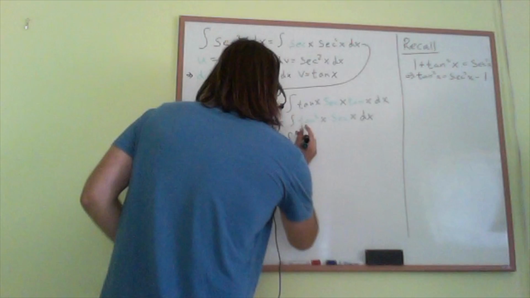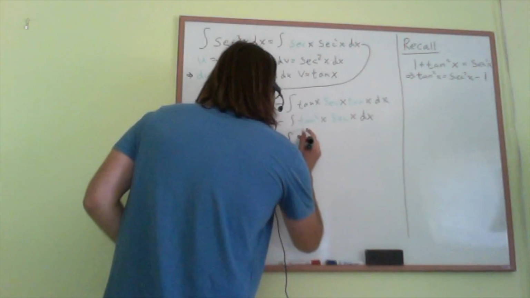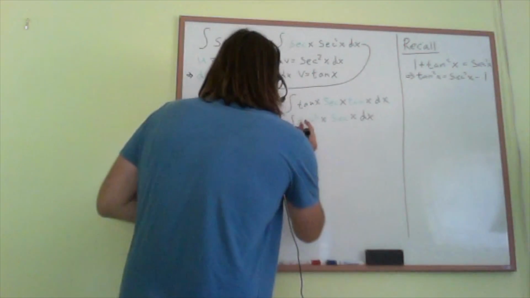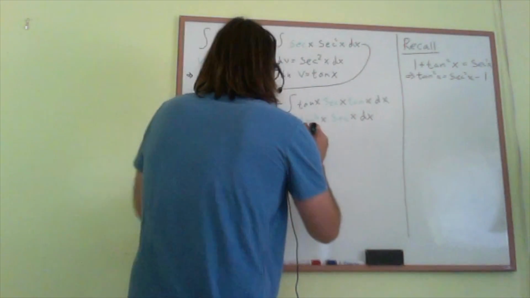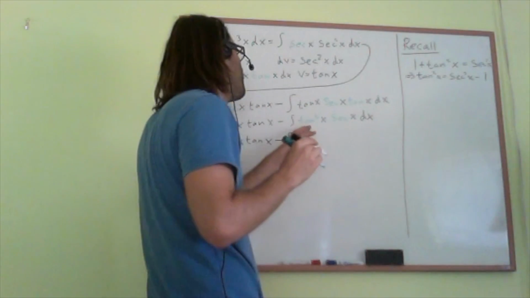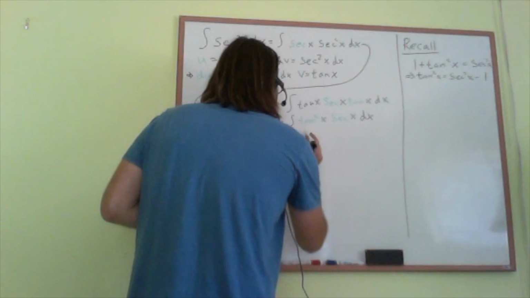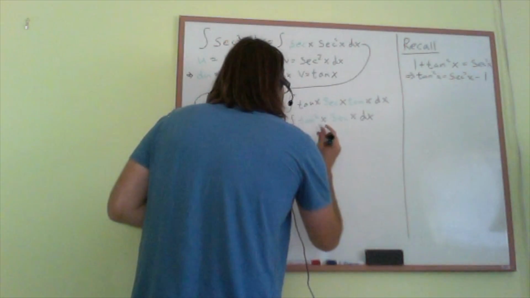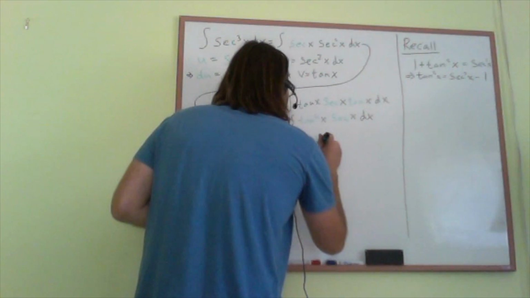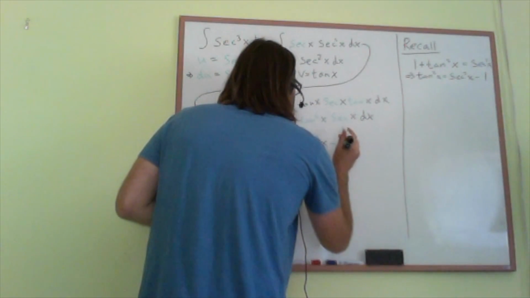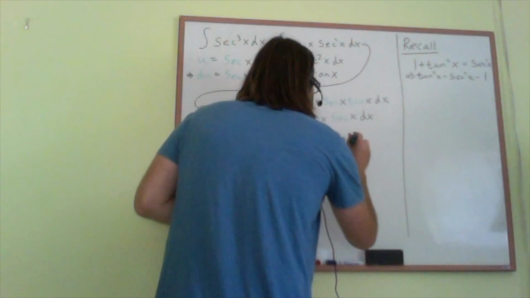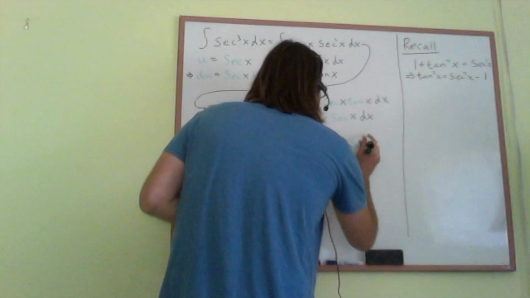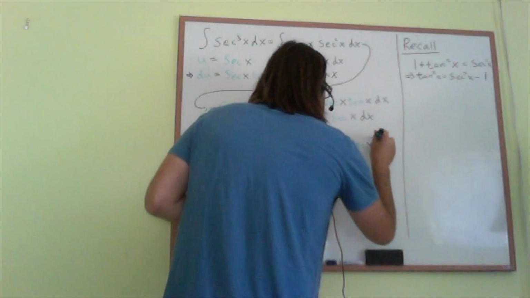And this is secant squared x minus 1 secant x dx.